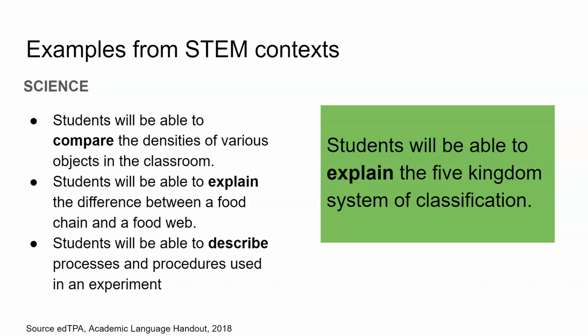Here are some examples for what the purpose for communication might be in science contexts. In other words, the functions of academic English. Students might compare densities of various objects. They might explain the difference between a food chain and a food web, or describe processes and procedures used in an experiment. And they might explain the five-kingdom system of classification. The next few slides will demonstrate what this might look like in practice.